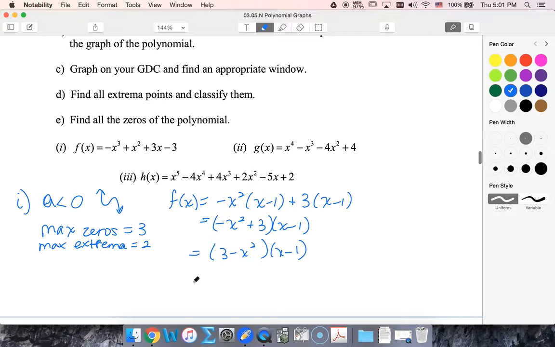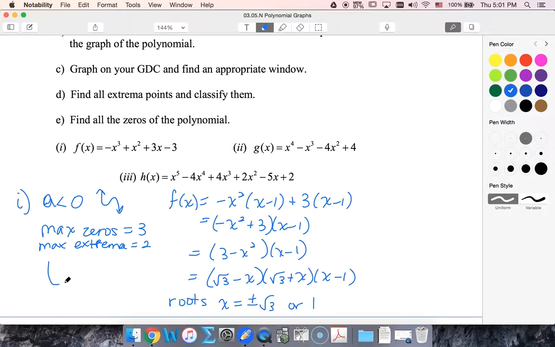Well, negative x squared plus 3, that's the same as 3 minus x squared, and x minus 1. So this is a difference. I could think of this as a difference of squares. It's going to factor as root 3 minus x and root 3 plus x and x minus 1. So this tells me that my roots are going to be plus or minus root 3. I also could have found that by setting this equal to 0 or 1.